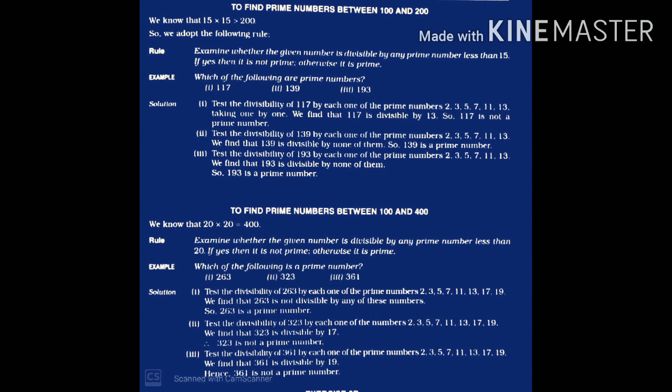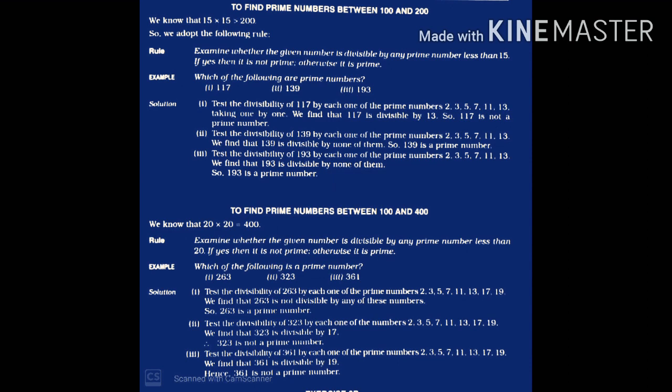Okay, what we will do when we have to find the prime number between 100 and 400? We know that 20 into 20 is 400. So the rule is we have to examine whether the given number is divisible by any prime number which is less than 20. Okay, if yes, then the number is not prime, otherwise it is prime.